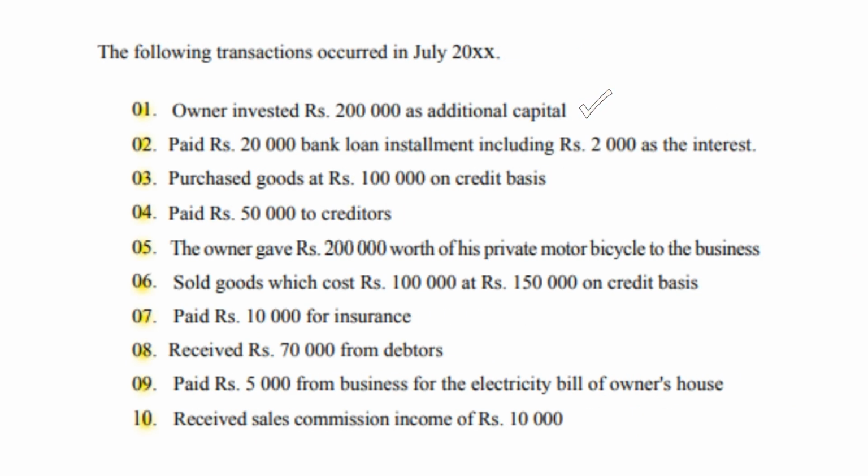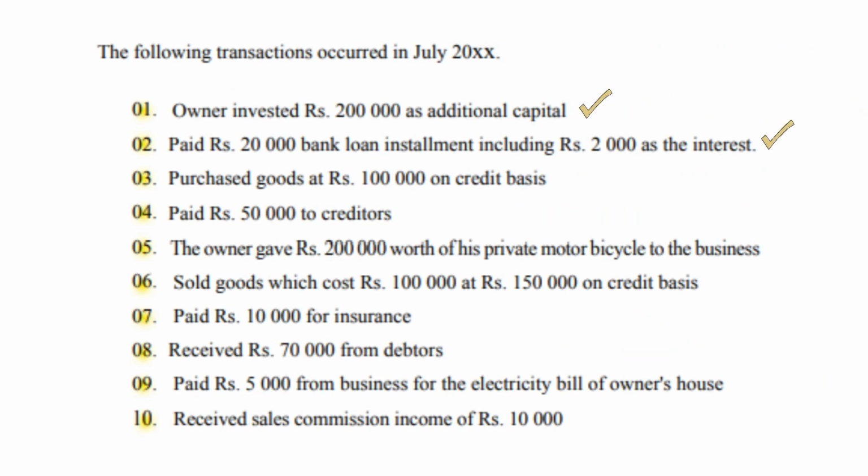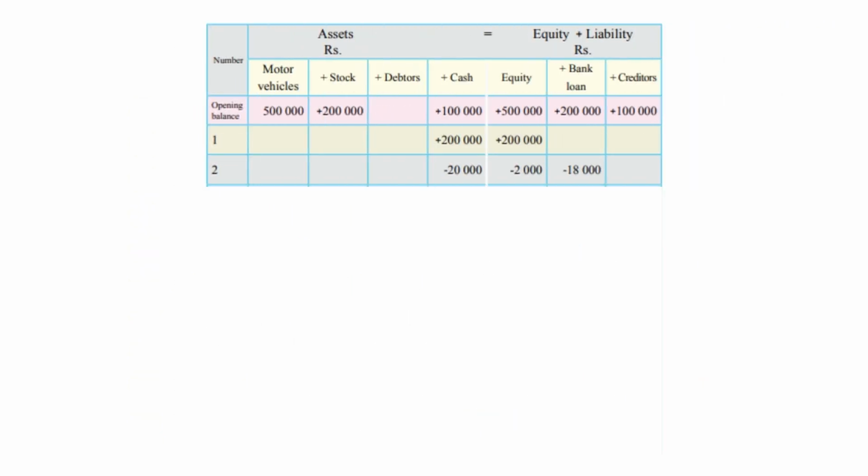First one is owner invested rupees 200,000 as additional capital. So you all know if an additional capital is invested, it should be added in equity, and added also in cash since it is received in cash. Next one is paid rupees 20,000 bank loan installment including rupees 2,000 as the interest. Guys, now here 20,000 is taken from cash and paid as bank loan and interest. This interest 2,000 is an expense, and the balance 18,000 of bank loan is only settled.